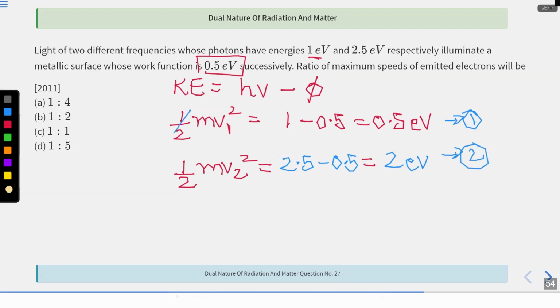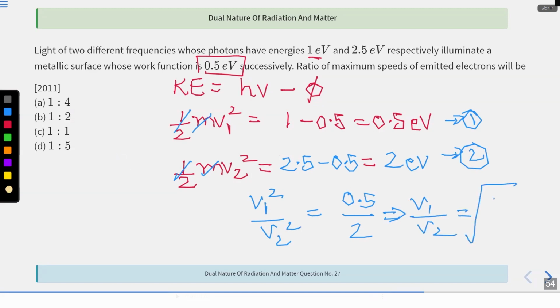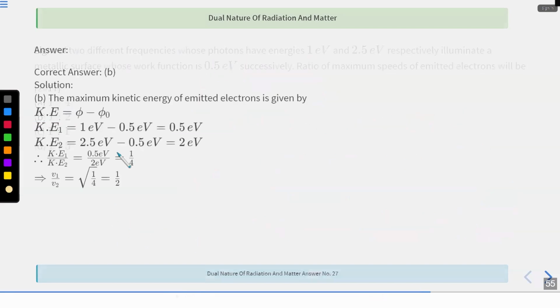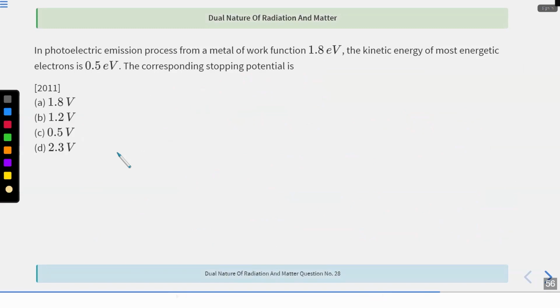So while dividing, half gets cancelled, m gets cancelled. So we're left with v1 square by v2 square is equal to 0.5 by 2. I can further write this as v1 by v2 is equal to root of 0.5 by 2. And therefore from here I get it to be root of 1 by 4, and that is nothing but 1 by 2, and that is our option B. Yes? Let's move on to the next question.